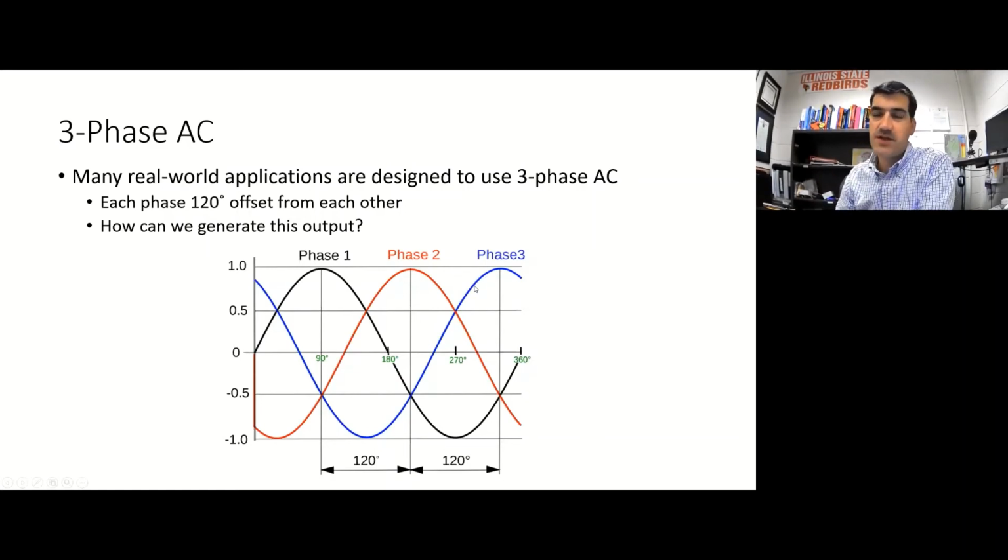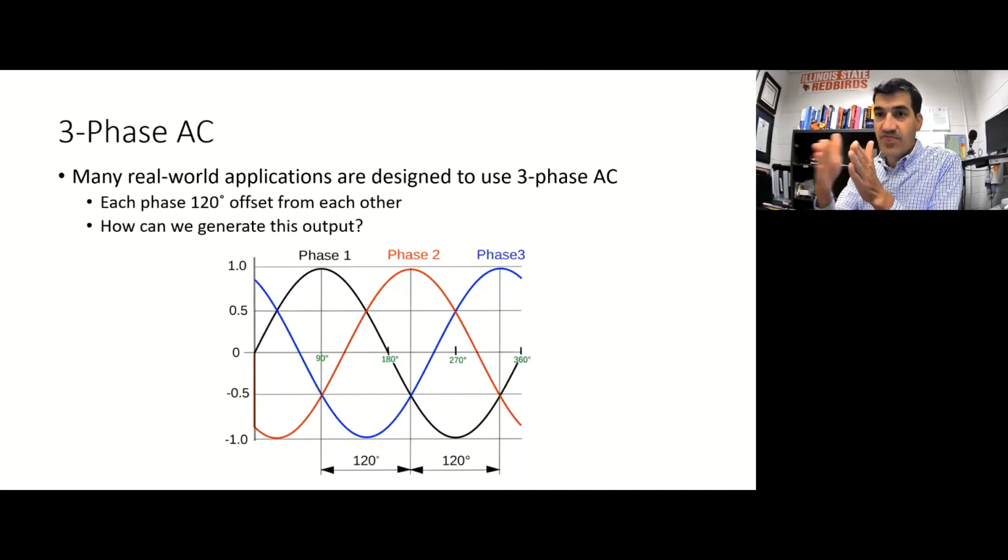Doesn't matter what we call them, but the important thing is that the output of each phase is itself a sinusoid. It looks just like the output from the single-phase generators that we talked about before, but now there's three phases, and each phase is offset from each other. Notice here we've got a peak for phase 1, and then 120 degrees, which is 1/3 of a rotation, all right? Because one full rotation is 360 degrees. Divide that by 3. 360 divided by 3 is 120 degrees.